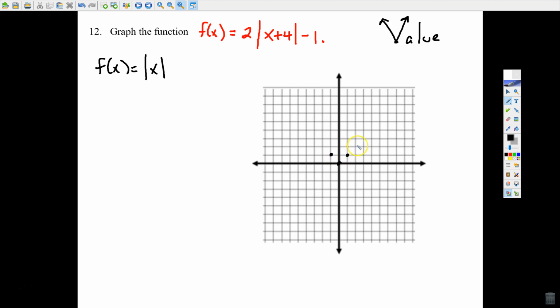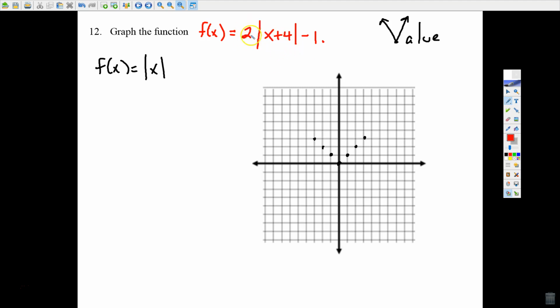Here's the parent. Just to show you how we're actually transforming this parent function. We're dilating it by a factor of 2. This means we're going to shift 4 places to the left, and then we're going to shift 1 place down. Okay, so let's do the shift first.